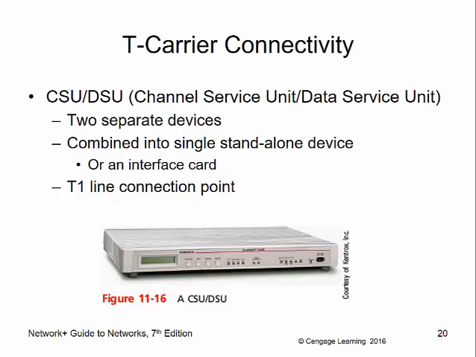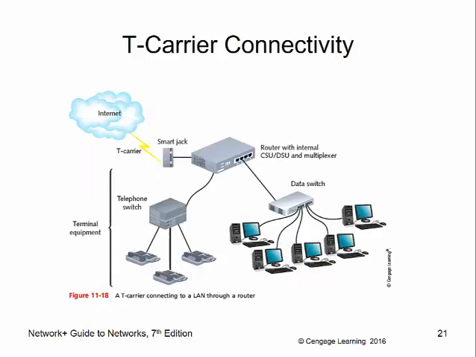Anytime I have a T carrier, I'm connected to some type of T1, T2, T3, whatever, I connect to it through a device called a CSU/DSU. And you're looking at it. Technically, this is two devices, a channel service unit and a data service unit. It's combined into one single appliance. And a lot of times it will look just like this.